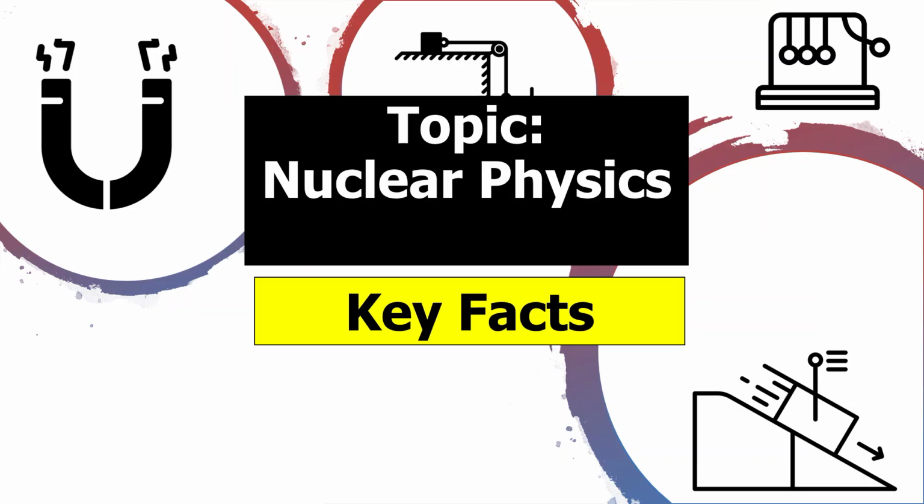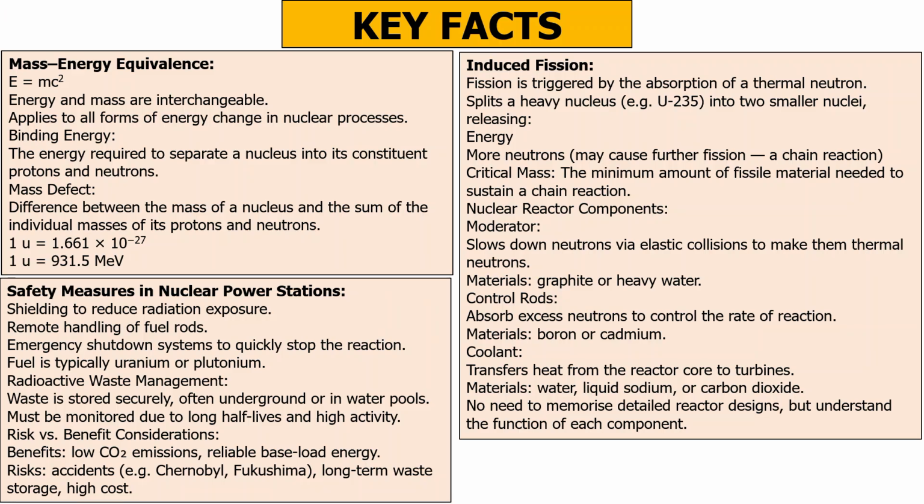So what are the key facts to do with nuclear physics? Well, the first one is mass energy equivalence. E equals mc squared, so energy and mass are interchangeable, and this applies to all forms of energy change in nuclear processes. Now, binding energy is the energy required to separate a nucleus into its constituent protons and neutrons. The mass defect is the difference between the mass of the nucleus and the sum of the individual masses of the protons and neutrons. 1 u is 1.661 times 10 to the minus 27 kilograms, or 931.5 MeV.